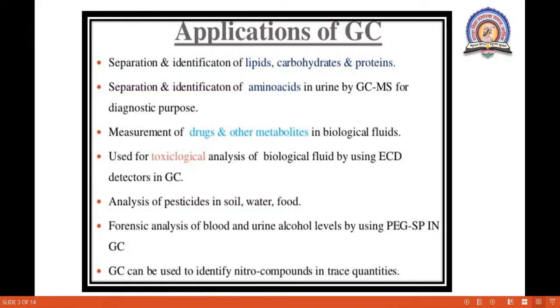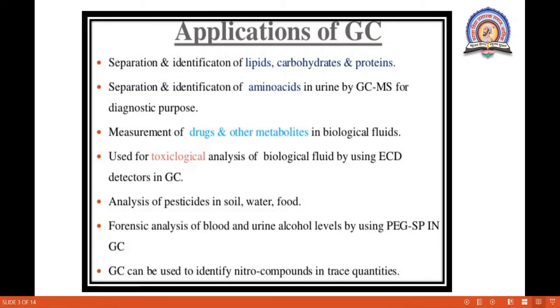So by this way, separation and identification of amino acids are done. Measurement of drugs and other metabolites in a biological fluid. Then it is used for toxicological analysis of biological fluid by using electron capture detectors in gas chromatography. Then the analysis of pesticides in soil, water and food is also done by using this gas chromatographic technique.